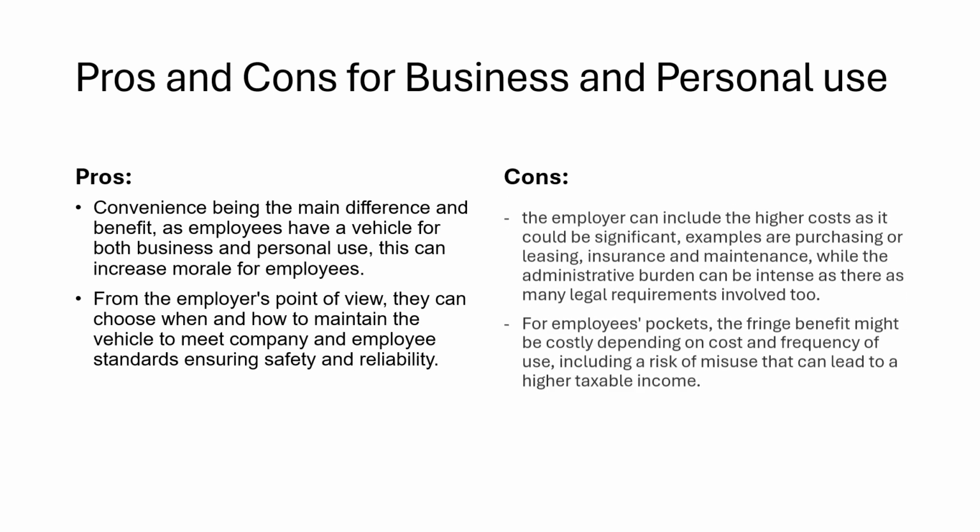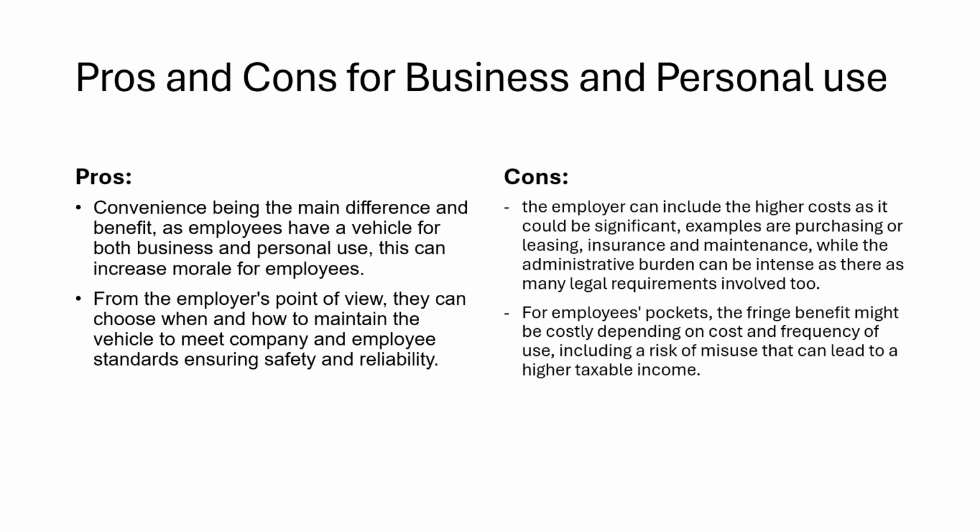Cons: the employer can incur higher costs, as it could be significant. Examples are purchasing or leasing, insurance, and maintenance, while the administrative burden can be intense as there are many legal requirements involved too. For employees' pockets, the fringe benefit might be costly depending on cost and frequency of use, including a risk of misuse that can lead to a higher taxable income.